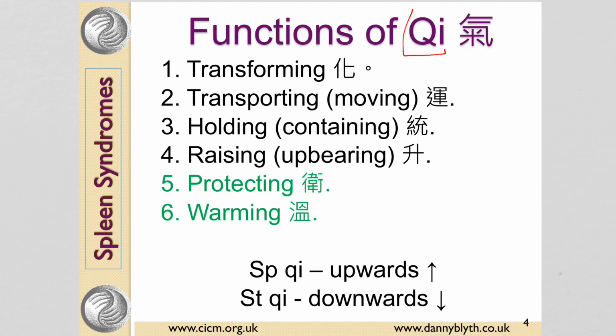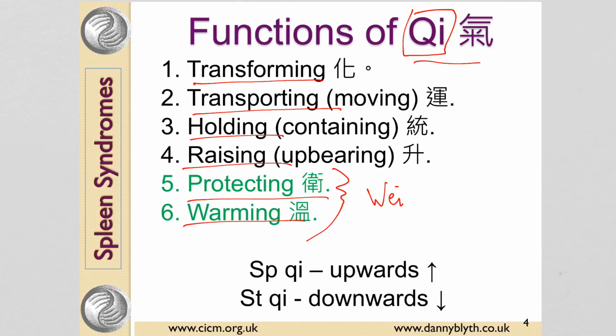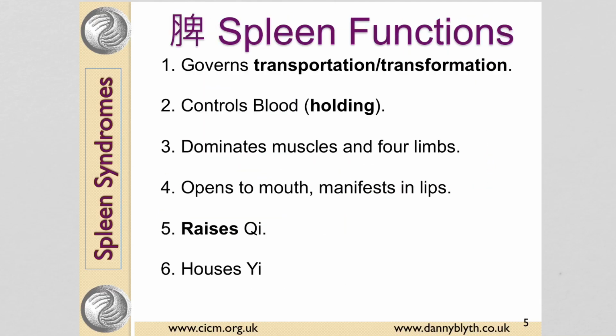Spleen is most linked to the Qi. We remember the functions of Qi are transforming, transporting, holding, raising, protecting and warming. Protecting and warming are to do with the Wei Qi and not relevant here, but these other four are very relevant. And the functions of the spleen, so govern transformation and transportation.